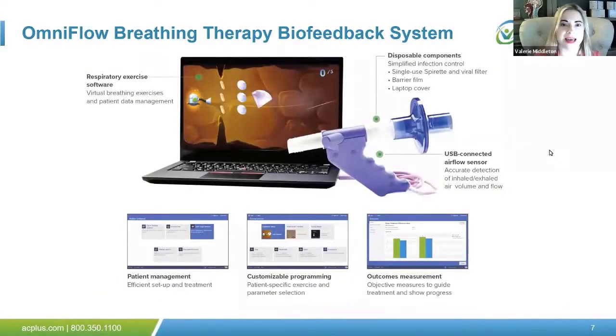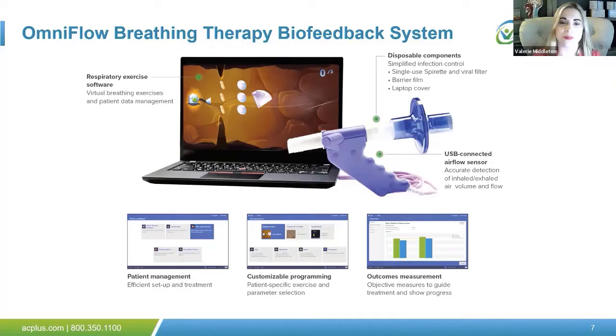Thank you for joining us today, and I'm excited to share with you for the next few minutes about one of ACP's newest technologies, the OmniFlow breathing therapy biofeedback system. As you see pictured here, and as I'm going to walk us through during demonstration, this is our virtual reality breathing exercise program that consists of our airflow sensor and our touchscreen laptop.